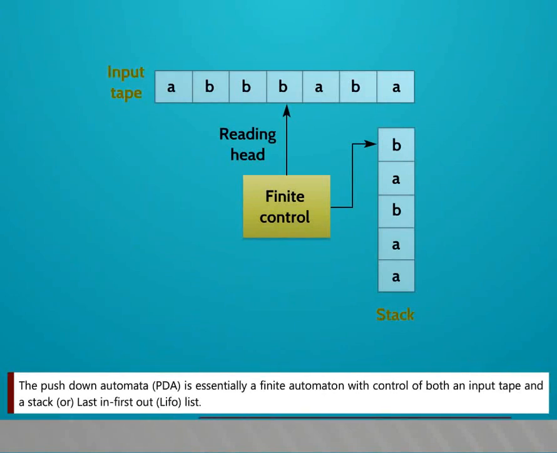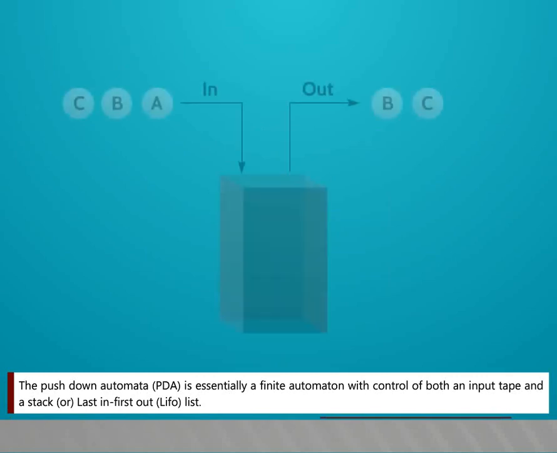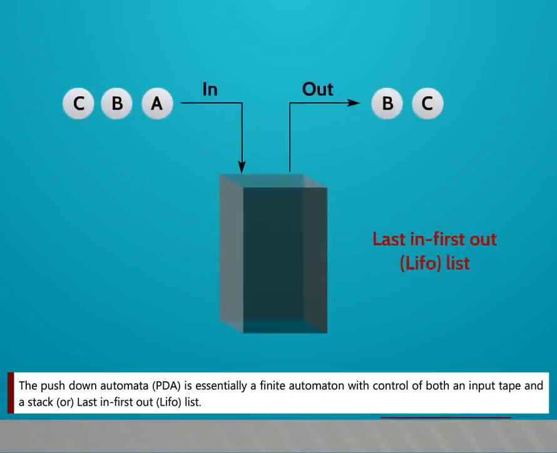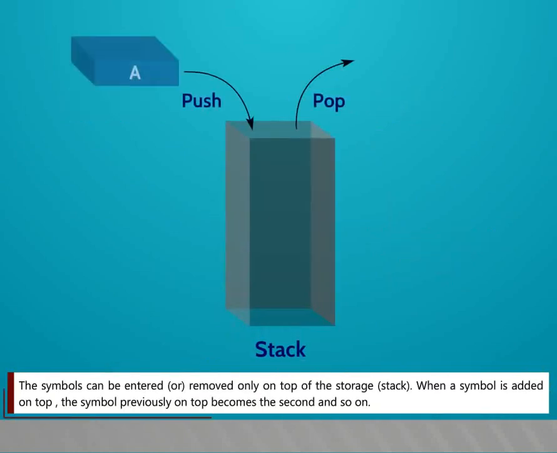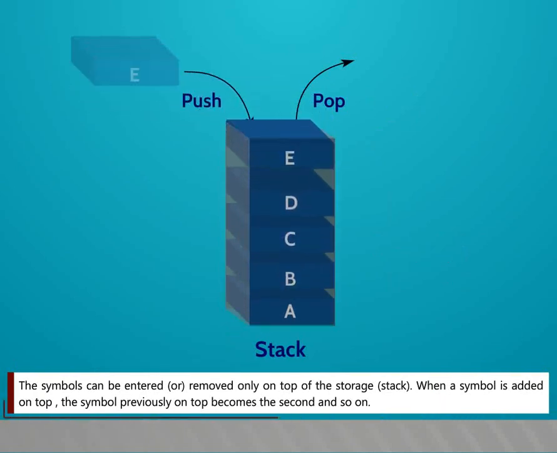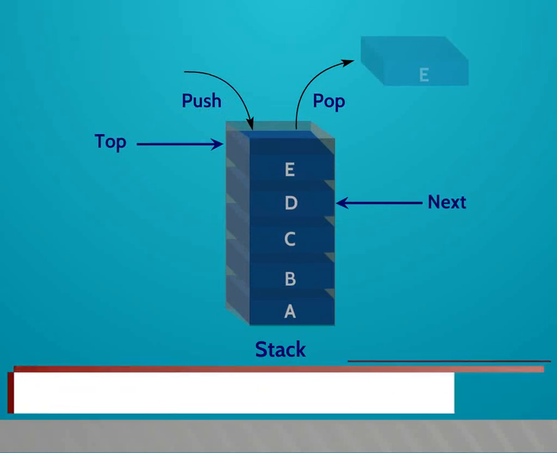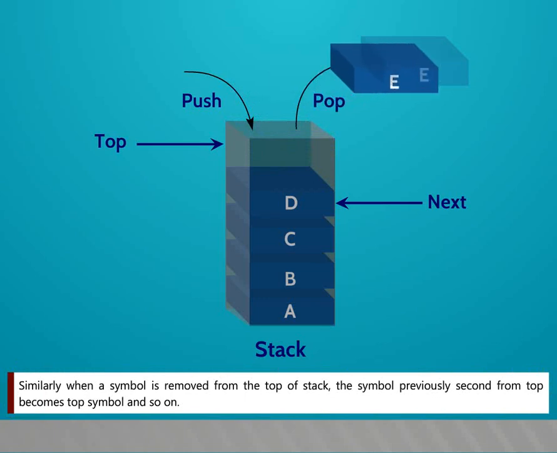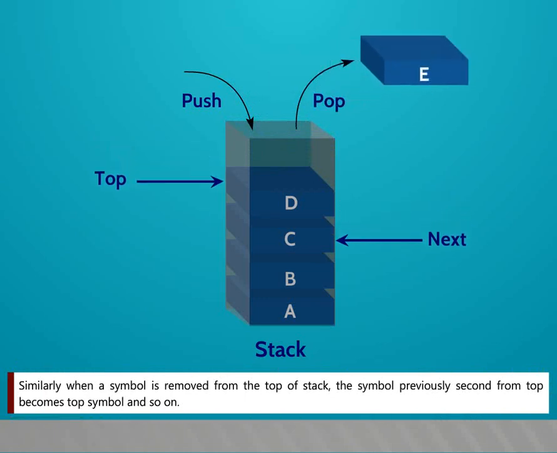The pushdown automata, that is PDA, is essentially a finite automaton with control of both an input tape and a stack, or last in first out, that is LIFO list. The symbols can be entered or removed only on top of the storage stack. When a symbol is added on top, the symbol previously on top becomes second, and so on. Similarly, when a symbol is removed from the top of the stack, the symbol previously second from the top becomes the top symbol, and so on.